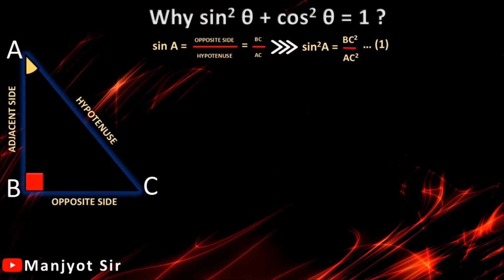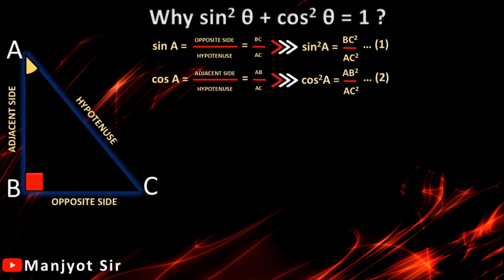Next we need cos square. So similarly we'll get cos square. We all know the formula for cos is adjacent upon hypotenuse. And here in this right angle triangle, the adjacent side is AB and the hypotenuse is AC. So it will be AB upon AC. Since we need cos square, we'll square this term. So we'll get cos square A is equal to AB square upon AC square. And we'll mark this equation number 2.